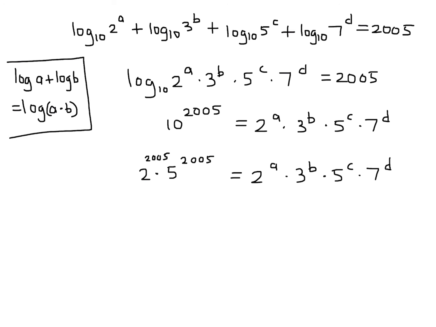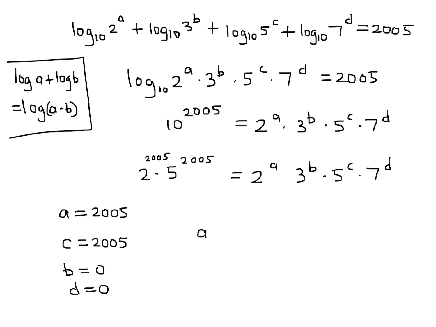Now this has to match because they're equal. Well, 2 to the power of 2005 is 2 to the power of A, obviously. So that means A must be 2005. 5 to the power of 2005 has got to be 5 to the power of C. So that means C is 2005. But what about these guys? Well, they're not included. They're not invited. So B and D must be equal to 0. B must be 0, D must be 0.